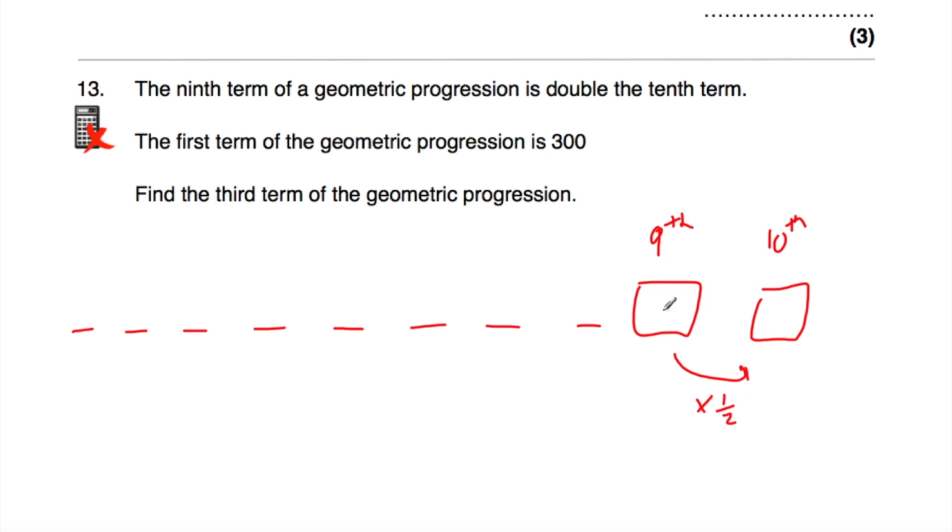Multiplying by half, because this number times a half is equal to that number. Some students might think of it in terms of dividing by 2. We're dividing by 2 each time, and so on.